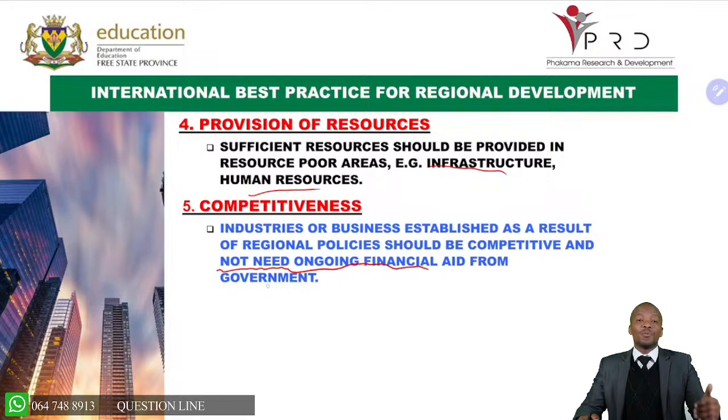Yes, through the PPP, the public-private partnership, we are saying that the government should assist in providing infrastructure. The private sector should be there to provide finances. But those firms or those industries should be self-sustaining. They should be on their own without a need for financial aid from the government.